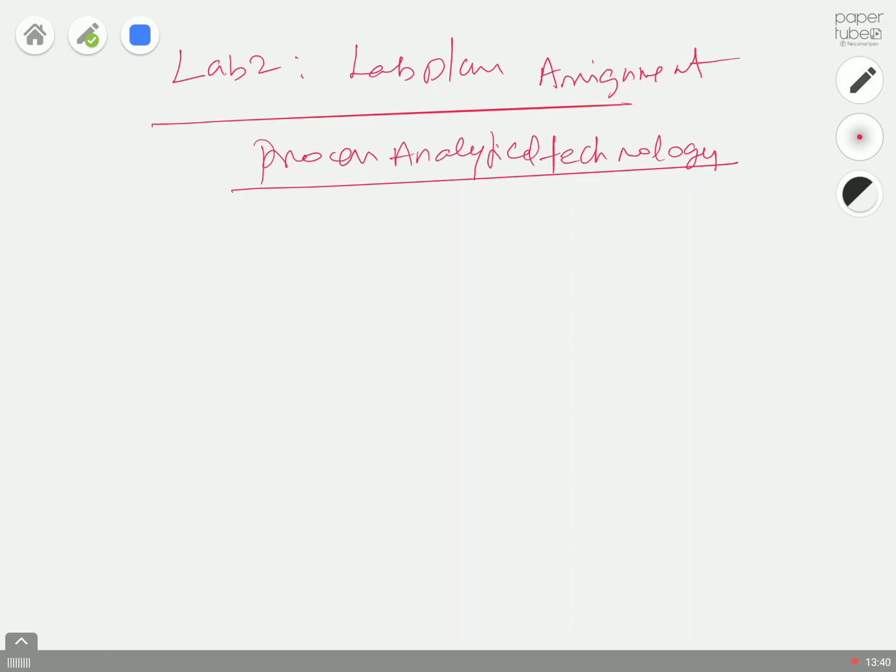And then this lab plus assignment means you have to talk about the different PAT tools, and then you have to talk about the working principles, like how Raman spectroscopy works, how FT infrared works, how FBRM works, how PVM works. I will explain what these terms mean in the video which I'm going to make.